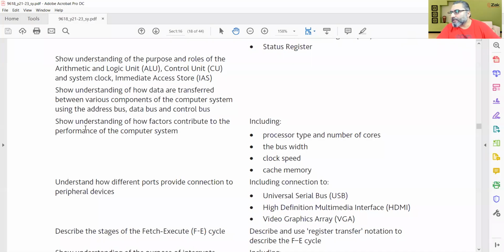Now show understanding of how factors contribute to the performance of the computer. Now, what is the performance of the computer? Performance of the computer, as I said in the previous class, is not just that the computer works fast. It's about the overall throughput of the computer.